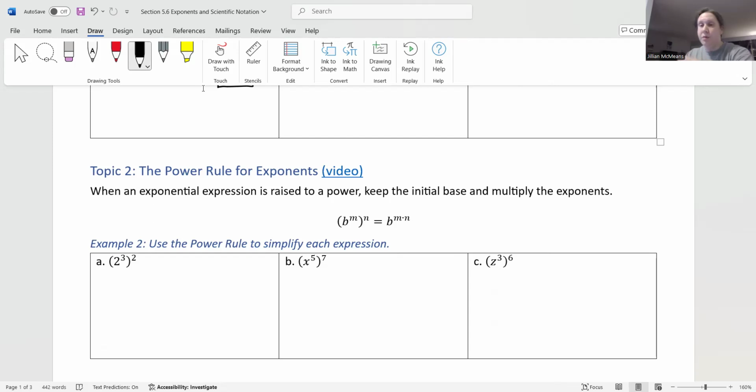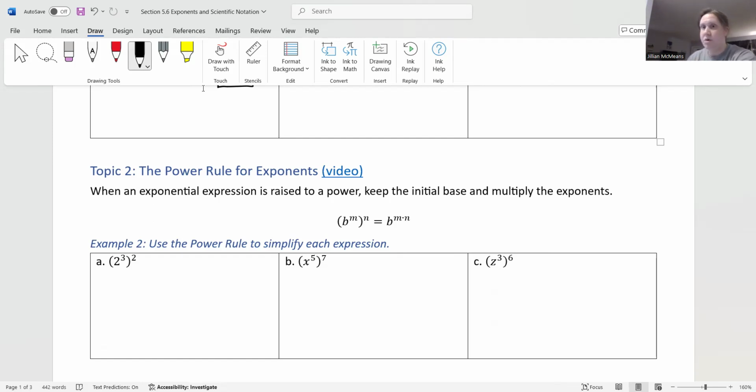So the power rule for exponents is a situation where you have an expression that's in exponential notation all by itself, but you have raised it to a second power. So you have like double exponents on a single base, okay? So when an exponential expression is raised to a power, so that means you already have something with exponents raised to an additional power, we keep the initial base and we multiply the exponents, okay?